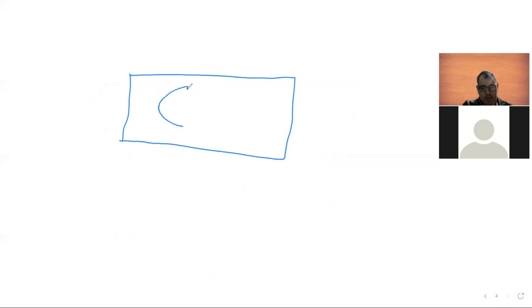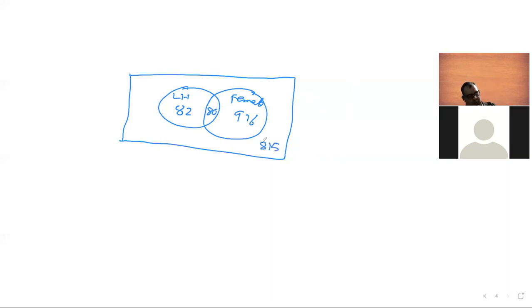There is one question in which this circle is of left-handed people and this circle is of female people, right? And this number is 82. This is 916. This intersection is 80, and this is 815. Okay, and the total is 1973. Let me just check it. The total of all of them is 1973.